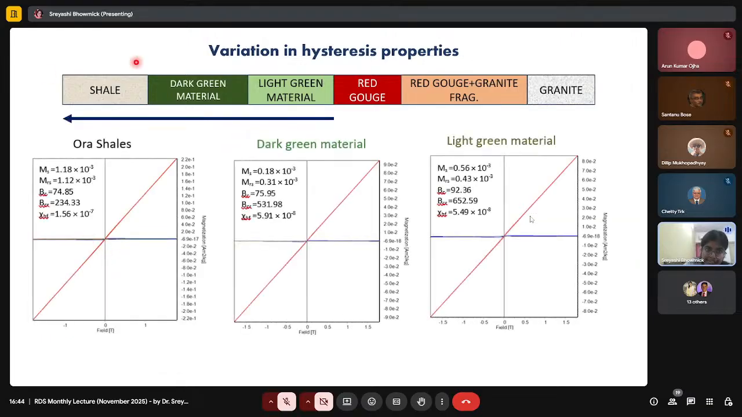Now, if we look at the light green material, we find that the hysteresis loop is more or less closed. This can happen because of presence of paramagnetic grains or superparamagnetic grains, and this is very common in case of shales and clays. So we could not get a very good signature for the green material. And this is also consistent for the shales.